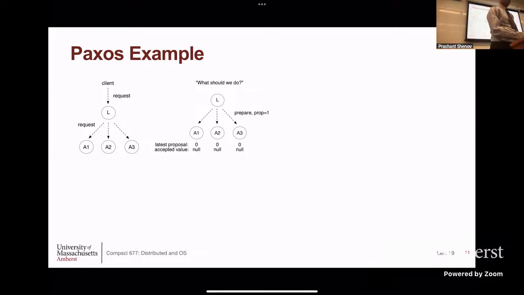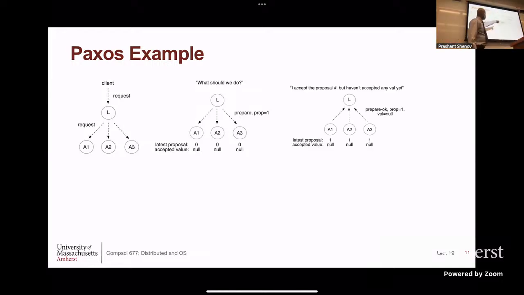So this is what will happen. In the first round, they will all say, I don't have a value. I'm just going to say null is the value I know. So I'm going to send an acknowledgement. That's prepare OK, saying I acknowledge that we are in proposal number 1, but I don't have a value. My value is null. They don't have any value that they've agreed to yet. So at the end of the first round, all that has happened is they all acknowledge that the round started, but there's no value they have proposed yet.